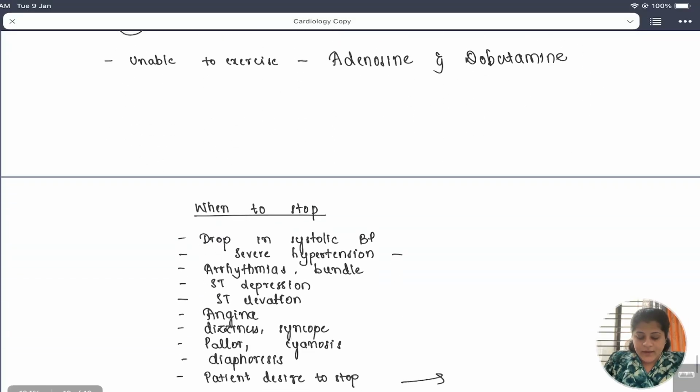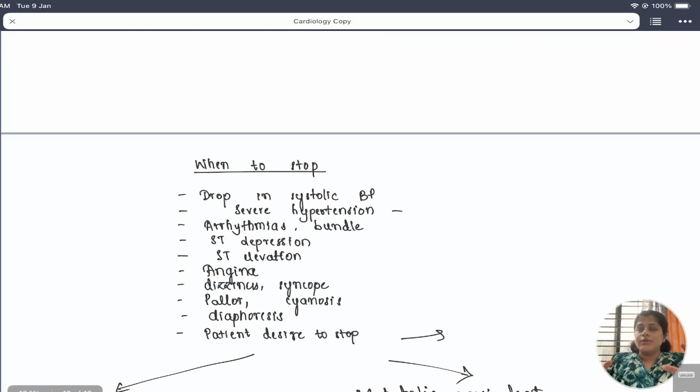changes. Now, when do you stop? You looked for any contraindications. There was no contraindication. Then you started the patient on the modified Bruce protocol, at 1.7 miles per hour at zero gradient. After 3 minutes, you will go on increasing the speed and you will also increase the gradient. Now, when do you stop?